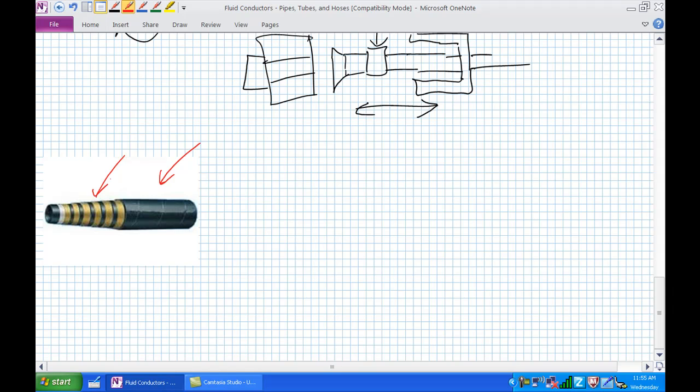The internal layer has got to be chemically resistant. For whatever material you're moving around, this inner layer is the only one that's actually in contact with the fluid. So it may be a synthetic rubber or plastic. It's got to actually be rated for the chemical that you are using.